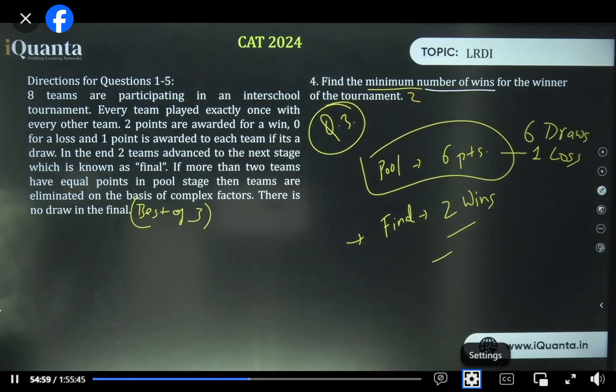It's asking number of wins in total tournament. We have to minimize it. So I just minimize it by saying that in the pool, even if 6 matches are draw, a team can advance to the second stage.